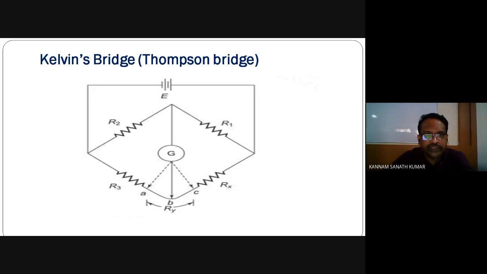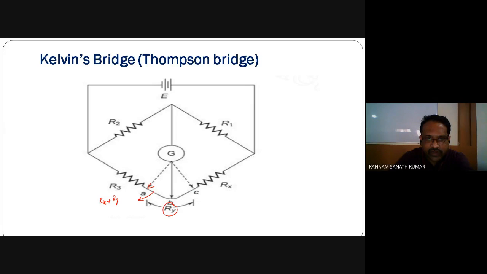So this is the Kelvin bridge. This is the same as the Wheatstone bridge, but some modification is there. Here there is a lead resistance, a lead added to the other end of the galvanometer. Let us consider this lead resistance as Ry. When the galvanometer point is connected to A, the resultant resistance is Rx plus Ry.